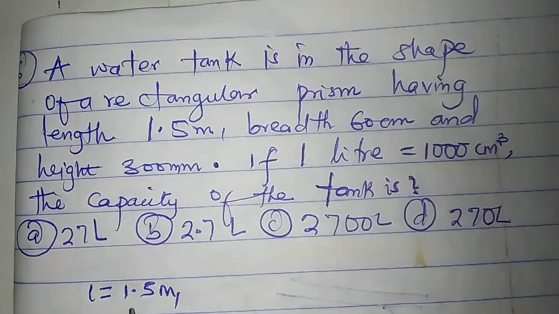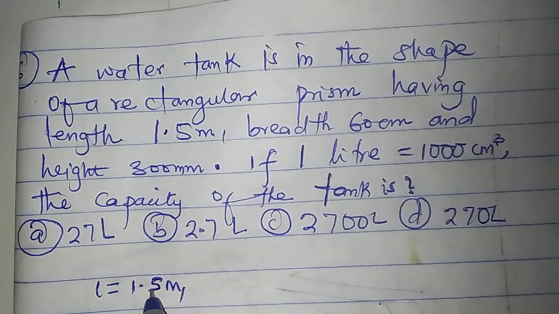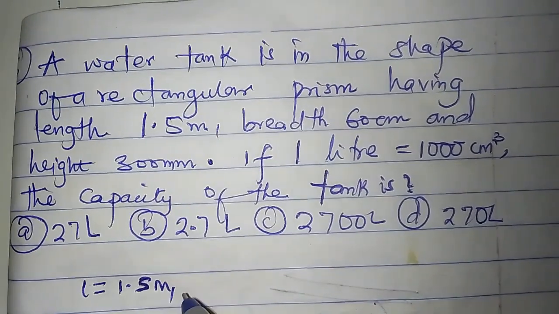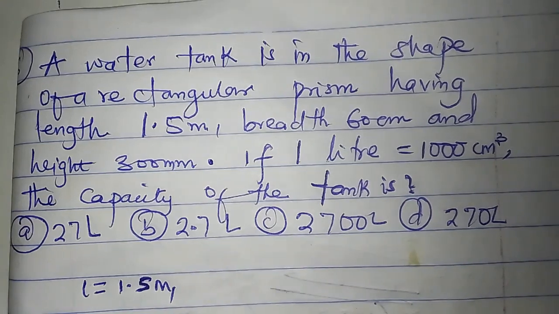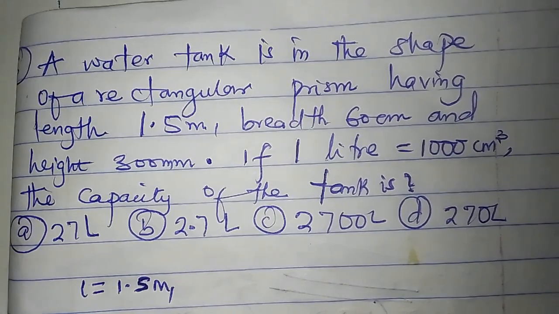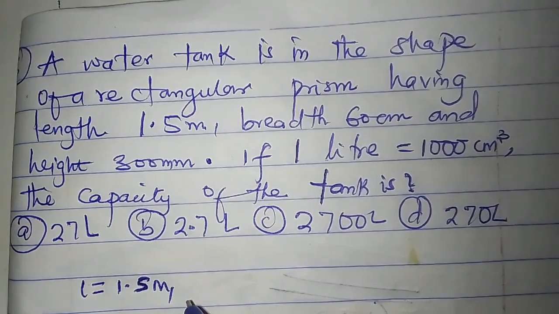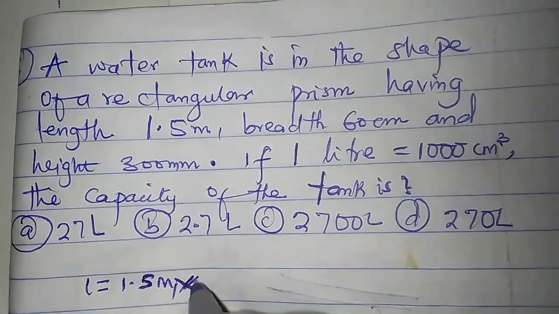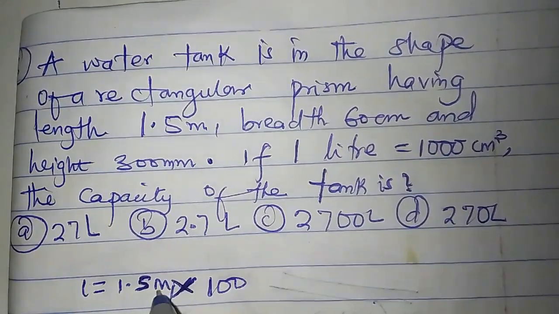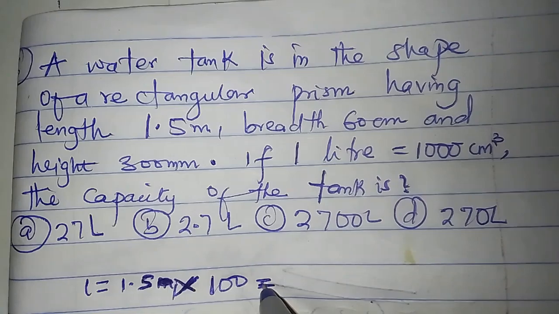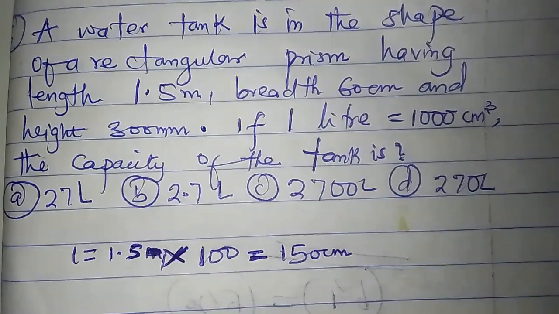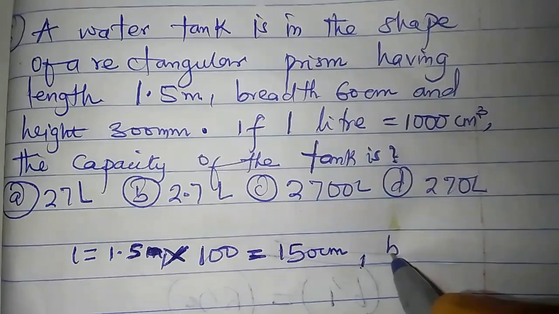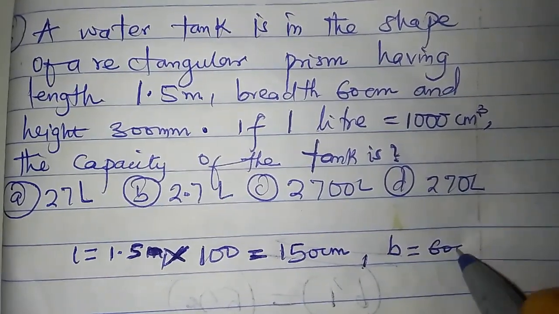Now, I will convert 1.5 meters to centimeters. How many centimeters make 1 meter? It is 100 centimeters that makes 1 meter. So to convert 1.5 meters to centimeters, I'm going to multiply it by what? 100. And that will be equal to 150 centimeters. Okay? The breadth is already 60 centimeters.